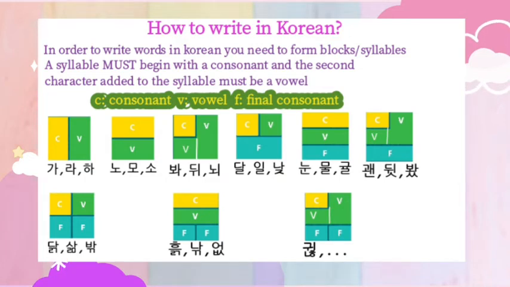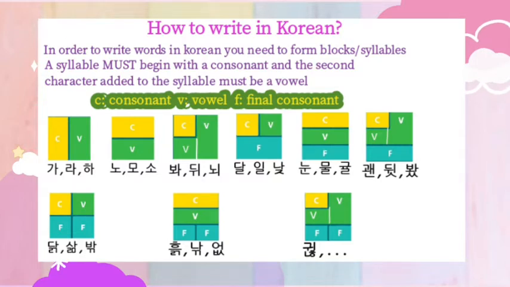For the seventh example, we have consonant, vowel, double final consonant. We have tak, sam, pak. Don't worry about the pronunciation. We're gonna learn the rules for this pronunciation when we have to pronounce some letters and when we don't have to pronounce them.